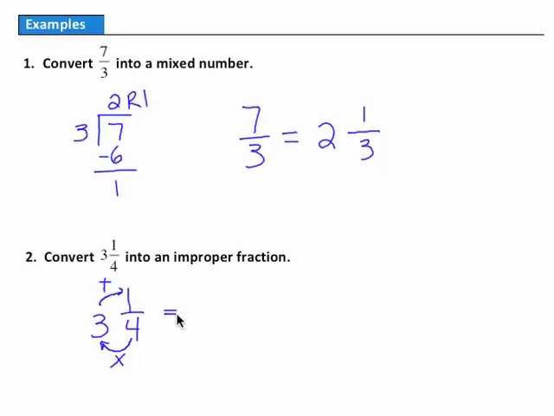So now that gives us our improper fraction. The numerator of our improper fraction is going to be 13. The denominator stays the same, which was 4. So our mixed number, 3 1/4, as an improper fraction, is 13/4.